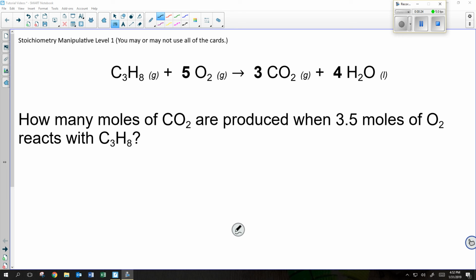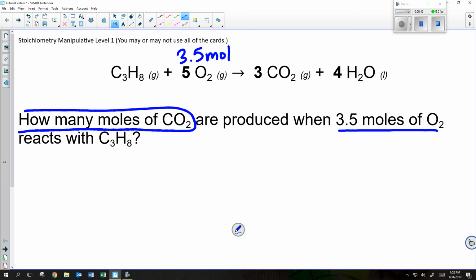The first thing I want to do is write my given value, which is 3.5 moles of O2, over my O2 in my balanced chemical equation. 3.5 moles. Then I want to take my unknown value, which is how many moles of CO2, and I want to write that as X moles over the CO2.